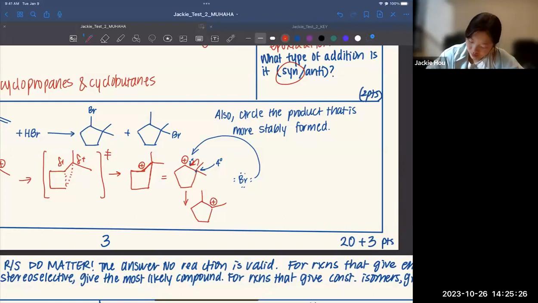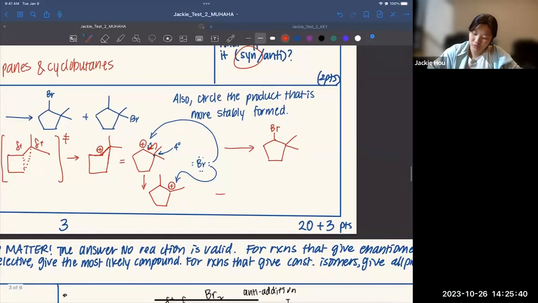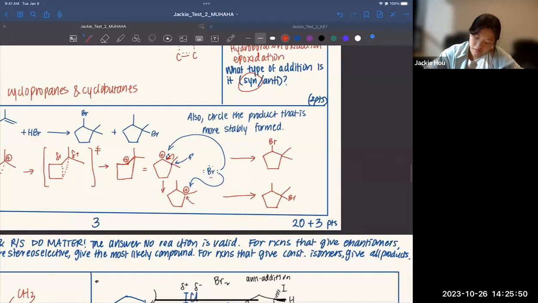And so bromine can also add to this one. Right? And so if it adds to this one, which is actually less stable, it's going to look like this, which is our first compound. And if it adds to there after finishing the shift, it's going to look like that. And so as we know, because this is tertiary, right, this is going to be a more stable form.